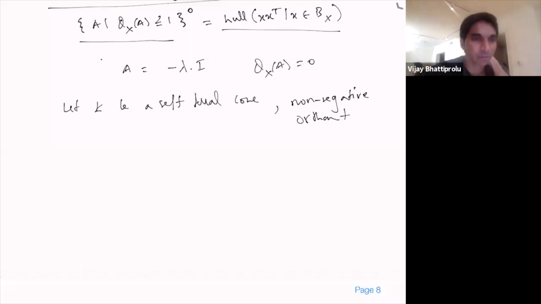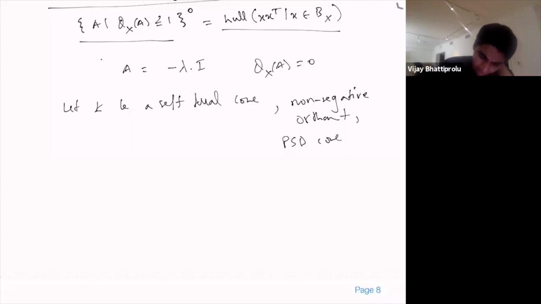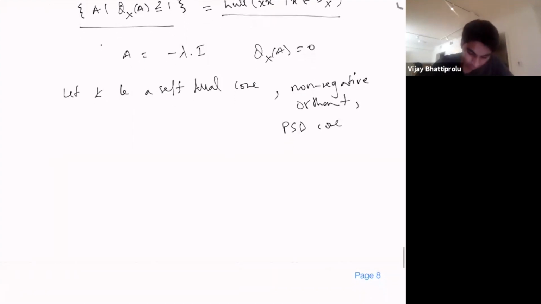Which I'll use to show all the example pictures I'm going to show now, and the positive semi-definite cone, the PSD cone. Both of these are self-dual. Right. So let K be a self-dual cone.